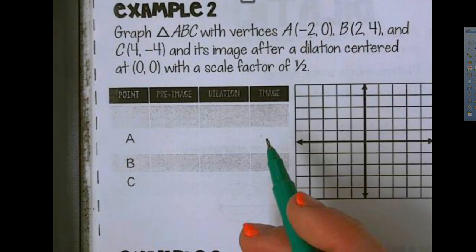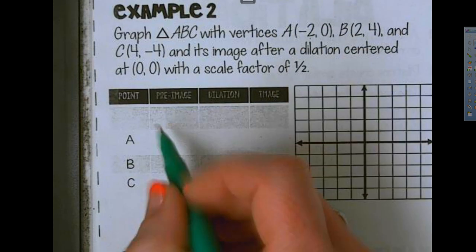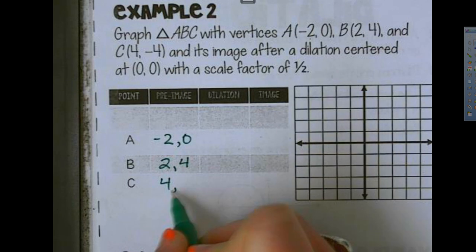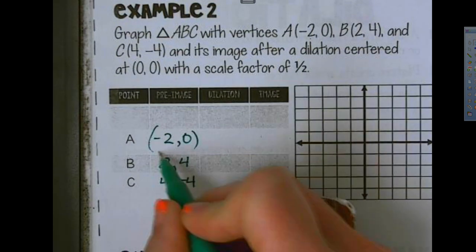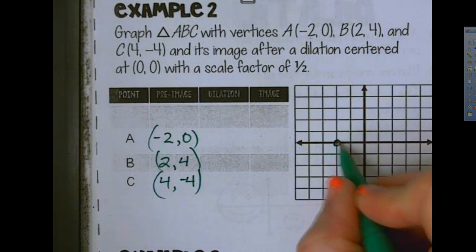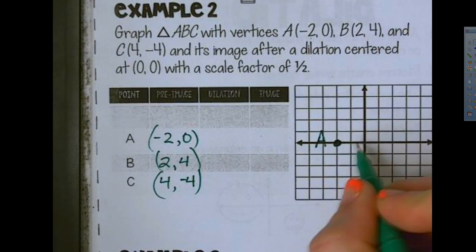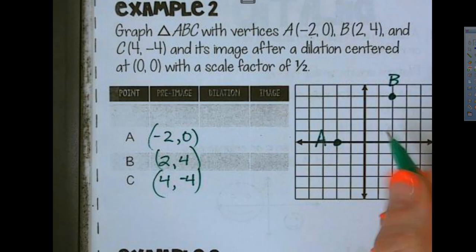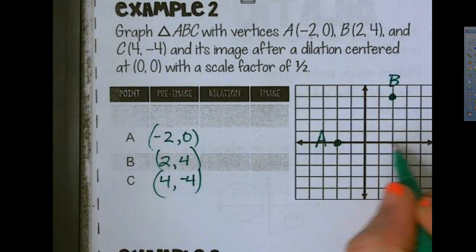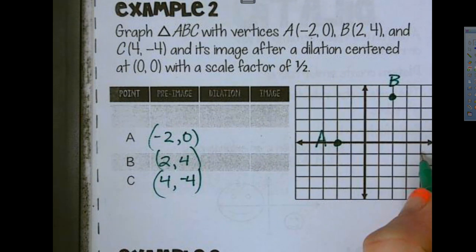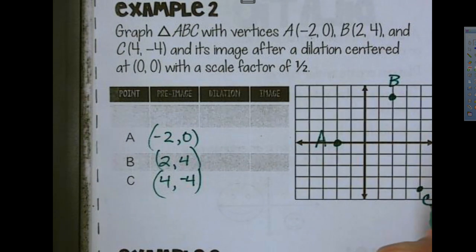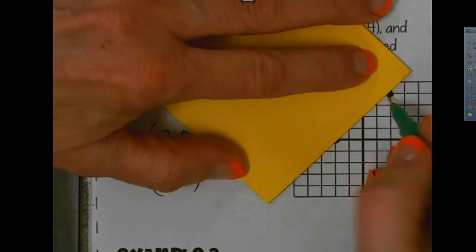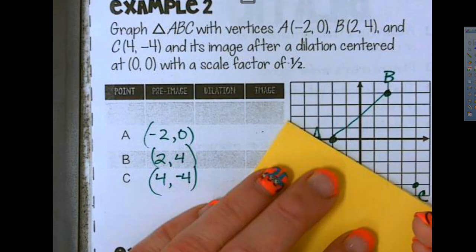Okay, so I'm going to put them in the chart first. So this is going to be a triangle. Here's our ordered pairs of the pre-image. And I'll go ahead and plot those. -2, 0, make sure you label it. This would be A. 2, 4, that would be B. Remember, this is our pre-image. 1, 2, 3, 4, -4, down 4, 1, 2, 3, 4. Okay, so let's see. Got a straight edge here just to make it a little bit straighter.